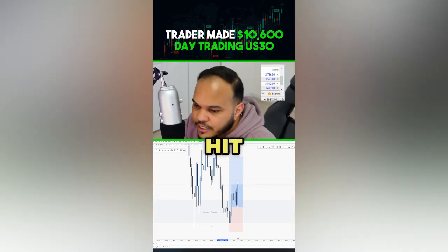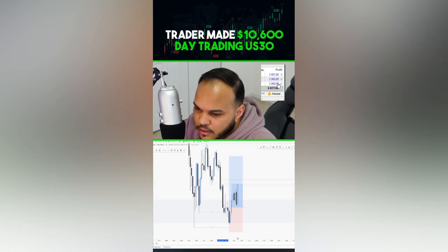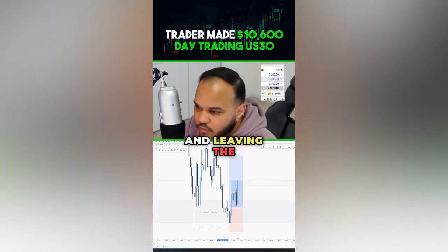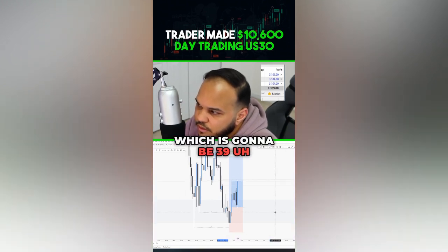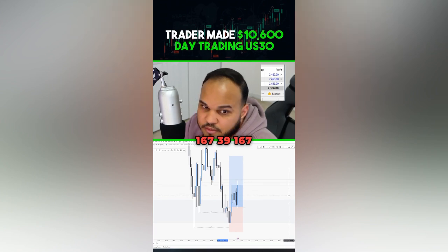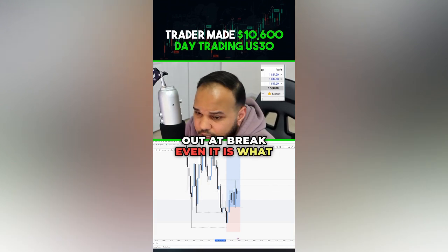All right, guys, so we hit TP1 here. I'm going to close partial here, okay. We hit TP1, closed partial, and left the rest to run towards TP2, which is going to be 39.167. After hitting TP1, the market stopped us out at break even, it is what it is.